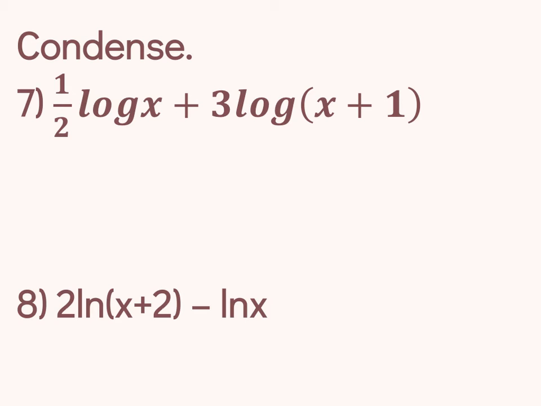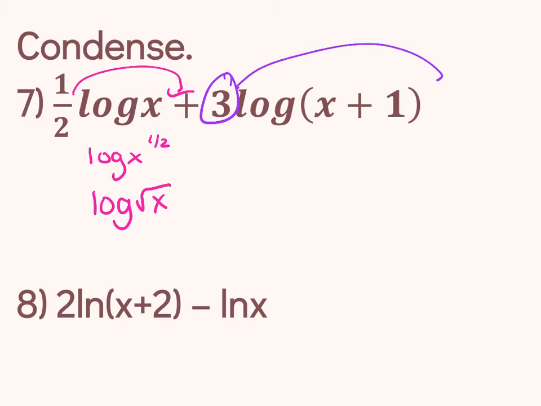Walk me through it. What's one thing we could do? Log x squared. No, 1/2. Good. So the 1/2 bumps back. Log of x to the 1/2, which is the same thing as what? Log base 10, base 10, yeah. And the square root of x. Good. Then take the 3 to the exponent on the other one. Log base 10 of x plus 1 to the 3rd.